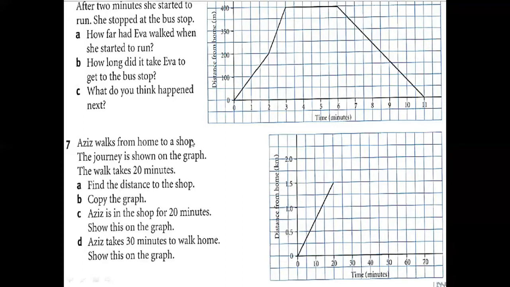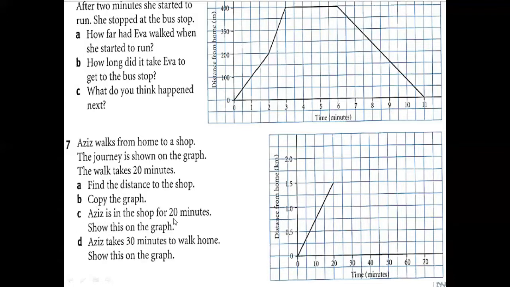Now, question number seven, as it is same, but they give us the half graph, and they just said with the help of this graph, you just complete this graph with the remaining information. Aziz walked from the home to shop. The journey is shown in the graph. The walk takes 20 minutes. From here to here, just 20 minutes, and he just covered 1.5 kilometer. Find the distance to the shop, 1.5 kilometer. Copy the graph, as it is the same.